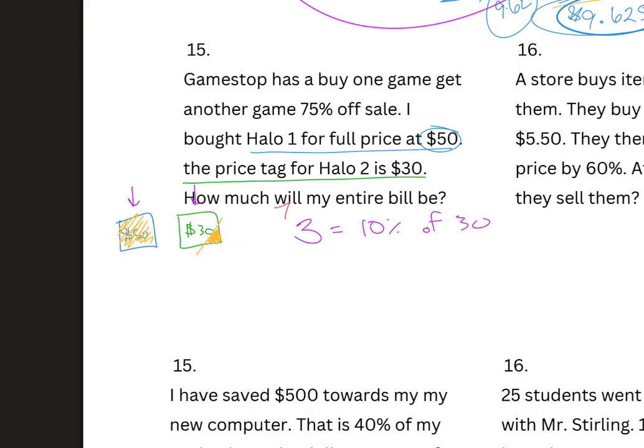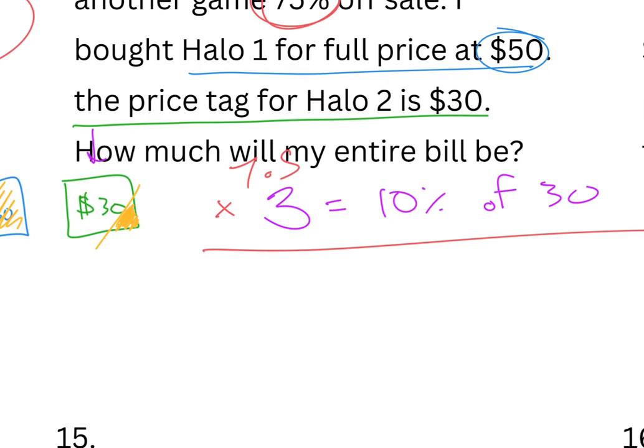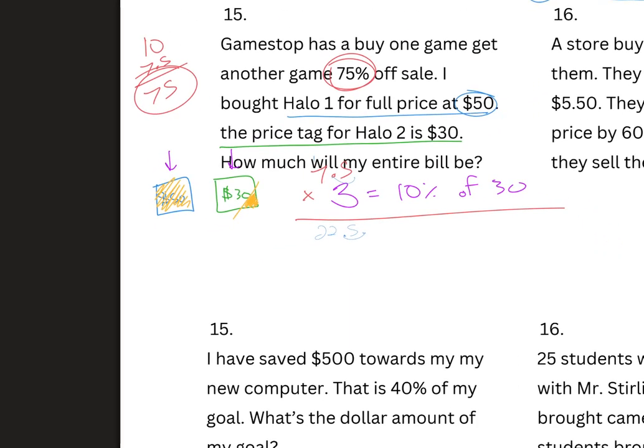And I'm going to multiply it by 7.5. And if you're like, why are we multiplying by 7.5 when it's 75%? 10 times 7.5 is 75, okay? So 3 times 5 is 15. 3 times 7 is 21, plus that 1 is 22. Move the decimal once, move the decimal once. 75% of 30 is $22.50.